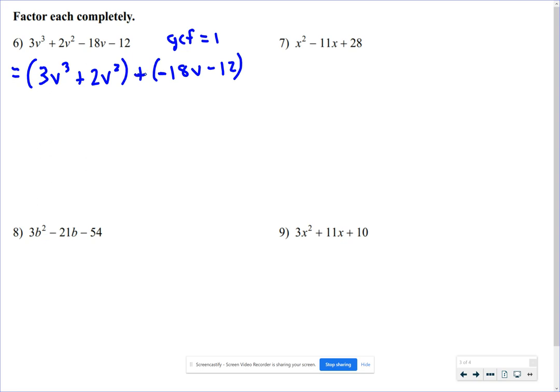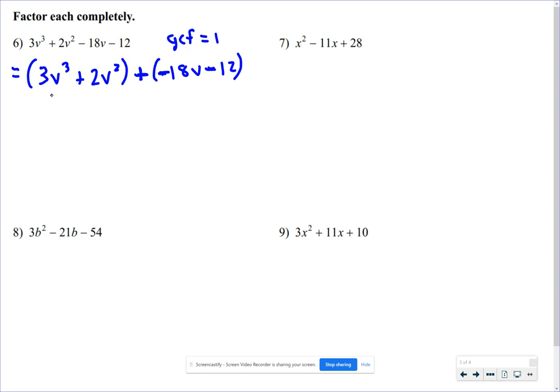Notice what I did. When I grouped here, I put a plus sign. The other option is you do a minus sign in the middle right there, but then that changes both of these to positives. That one and that one both have to be a plus sign. You really have to be careful with those negatives.